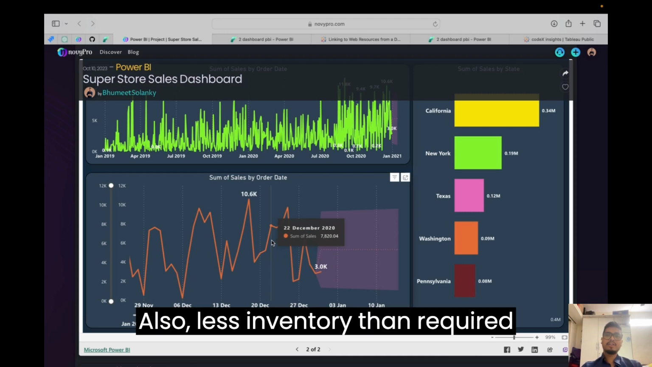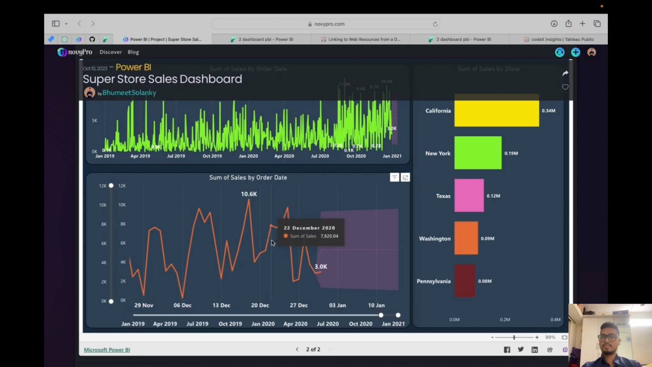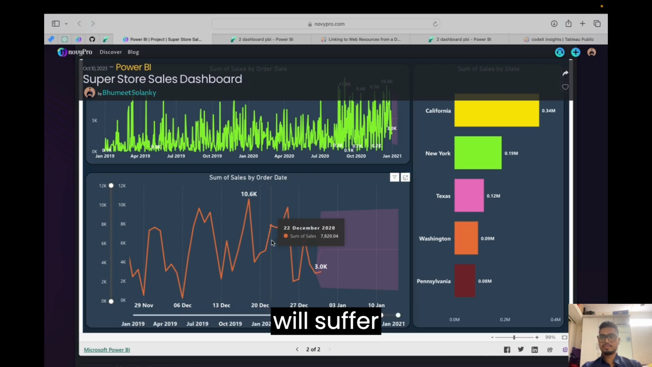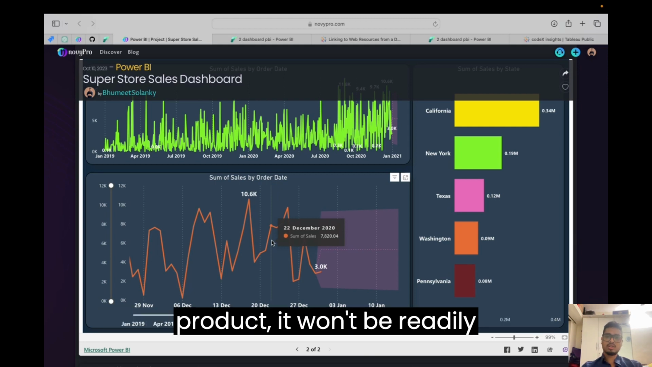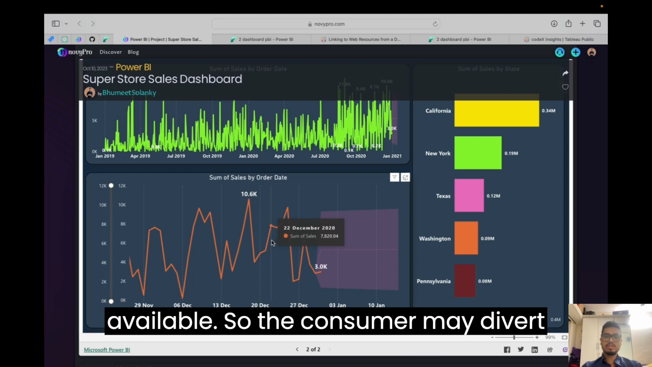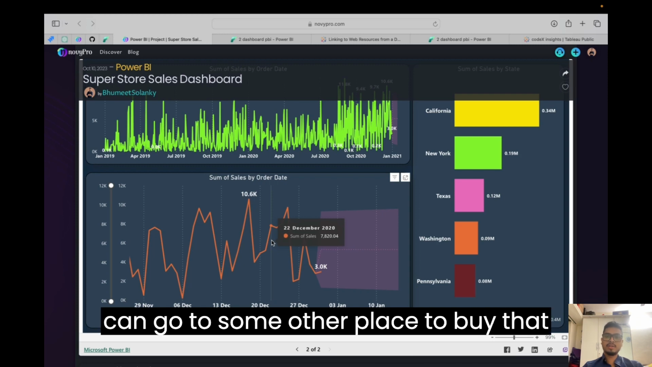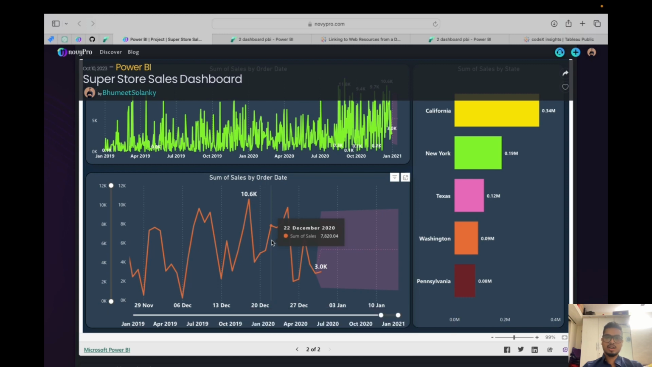Also, less inventory than required will affect the business organization in ways such as the business organization will suffer losses. If the consumer tries to buy a particular product, it won't be readily available, so the consumer may divert to some other place. He can go to some other place to buy that particular product which he wants. So ultimately, it will affect this superstore.